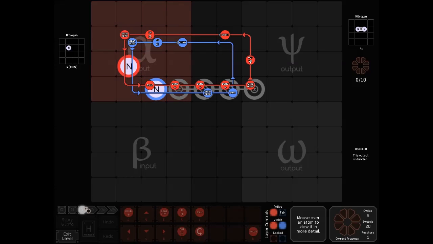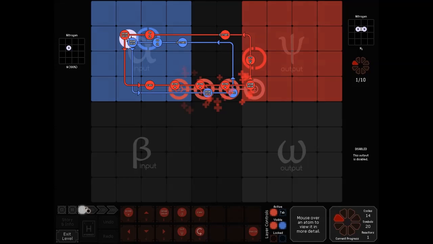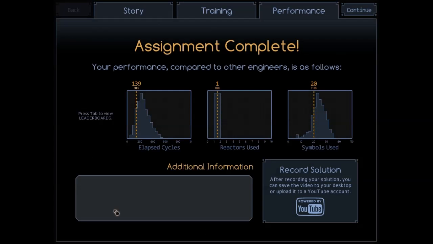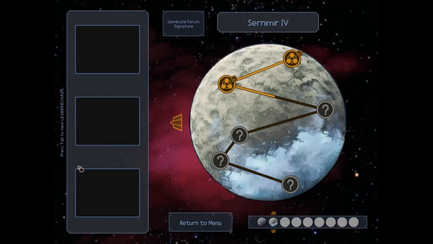Grabs it, drops it. Triple bonded nitrogen. The power of science. Excellent. That's us making the most common gas in the Earth's atmosphere. 139 moves, not bad. So as you see, it is showing you very basic chemistry, but it's actually more showing you programming. This is much more about programming problems.